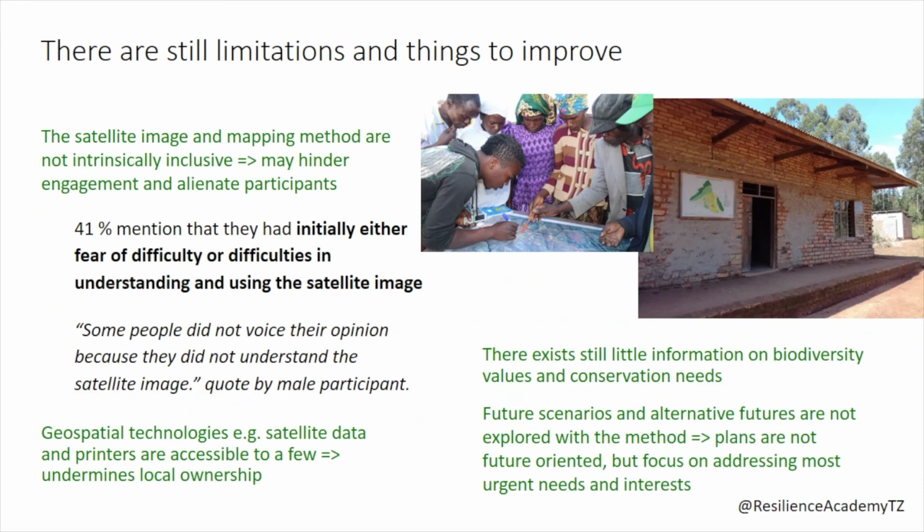Despite the many benefits of using satellite images in participatory mapping, there are limitations in the method also. For example, not all participants interacted with the image and engaged in the discussions. While all interviewed participants knew how to read and use the image, they still didn't actively engage in the activities. It's clear that the satellite image and mapping method are not intrinsically inclusive, and the use of satellite image may actually hinder engagement and alienate participants.